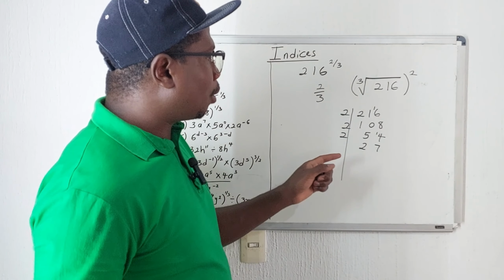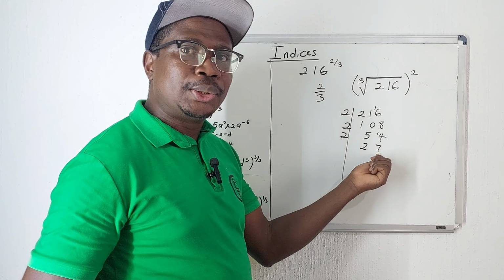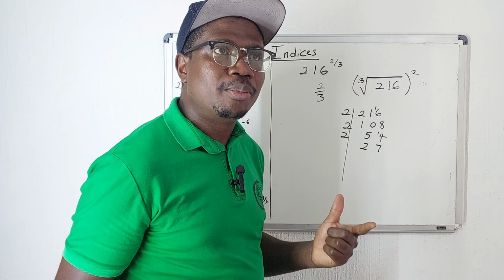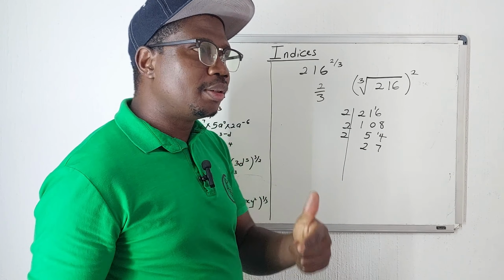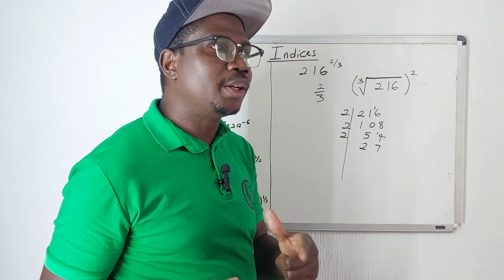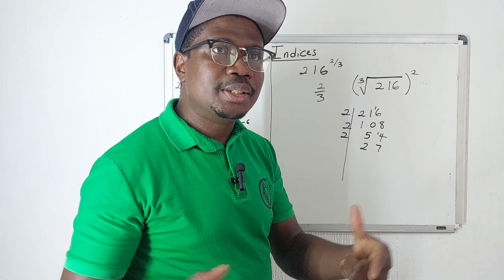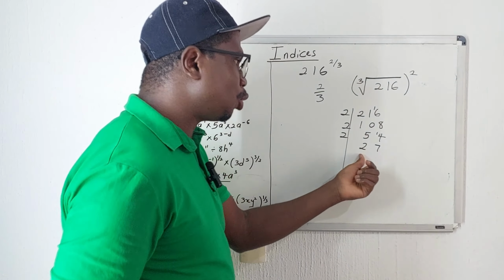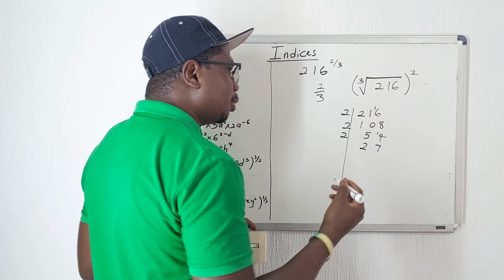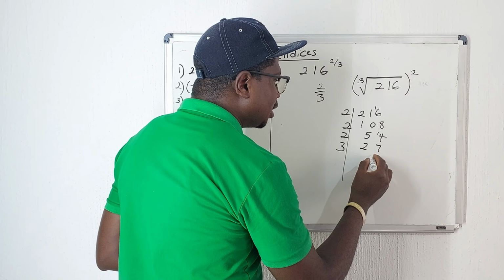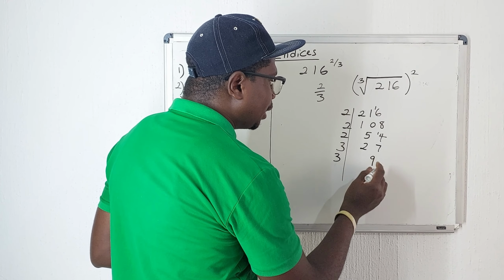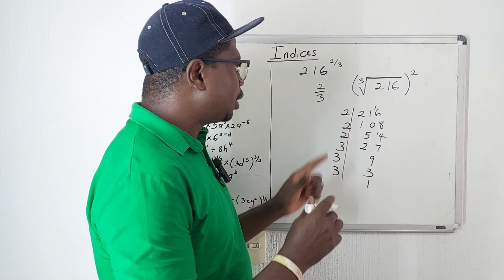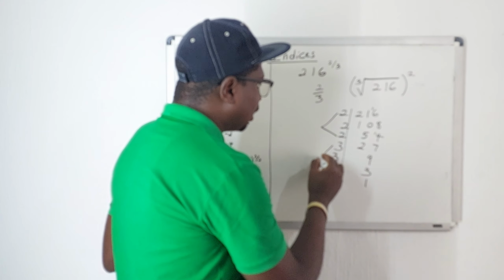Now, is 7 an even number? No. Does it end in 0? No. Now, what are the rules for 3? 7 plus 2 is 9. Can 3 divide 9? Yes, because in the rule of 3, if the sum of the digits makes up a number that 3 can divide, then 3 can divide it. So 3 in 27 is 9, 3 in 9 is 3, 3 in 3 is 1. So this is the factorization, 2 and 3.